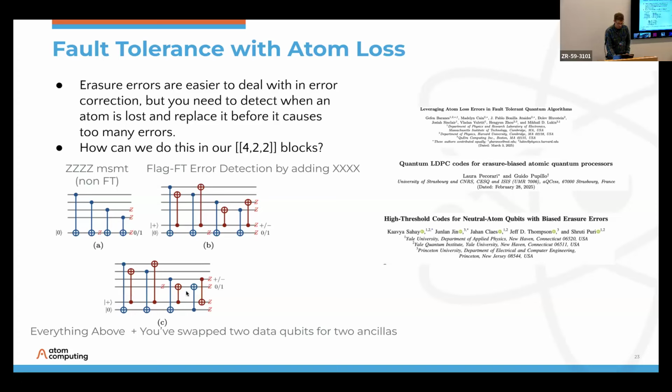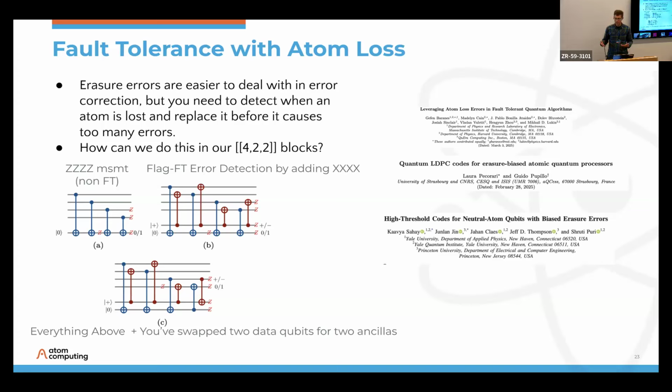And so you can run the same syndrome extraction here, except now you've swapped the identity of the ancilla qubits and two of the data qubits. I'm not sure if that's easy to see on this slide. It'll be easier to see on the next slide. But the point is that in neutral atom systems, for us and for others, atom loss is an intrinsic part of the error mechanism.